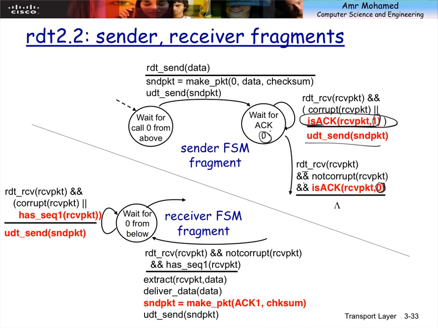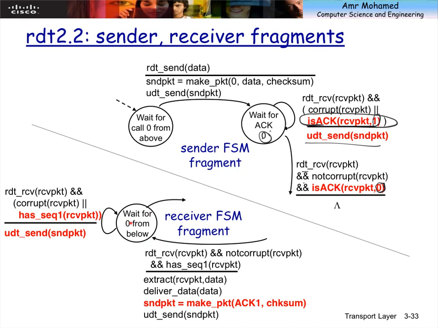This corresponds to the fact that when you wait for a call from above, then you send with a packet sequence 0. This is from the sender side. This is supposed to be received here as a call from below. So if I wait for 0 from below, and the packet arriving has sequence number 0 and is not corrupted, then I consider that everything is fine.